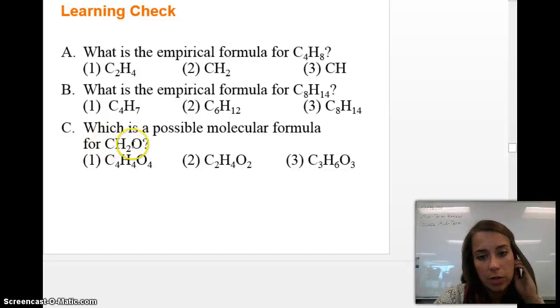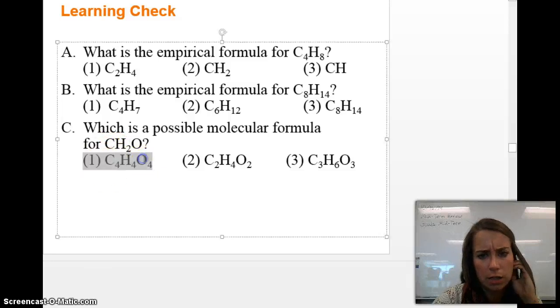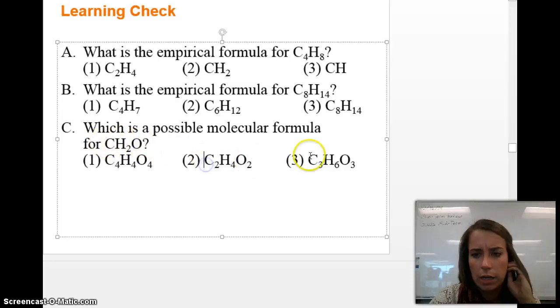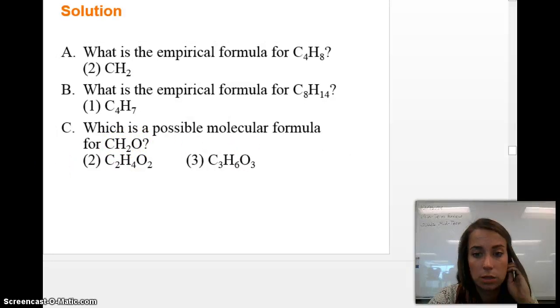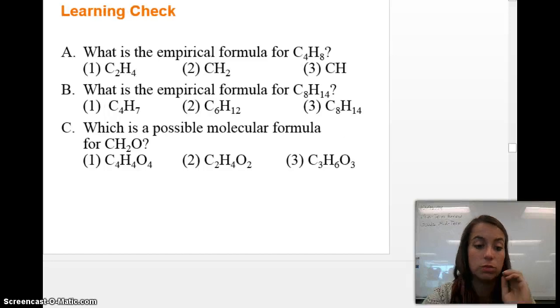Well, let's see. If we multiply these all by 2, we wouldn't get this. If we multiply them by 4, we wouldn't get this either. So this one's not a good answer. Let's see. If we multiply by 2, we get C2H4O2. So that one's 1. And then if we multiply it by 3, we would get C3H6O3. So numbers 2 and 3 are both right answers. There's our answers. So make sure you understand how we do those.